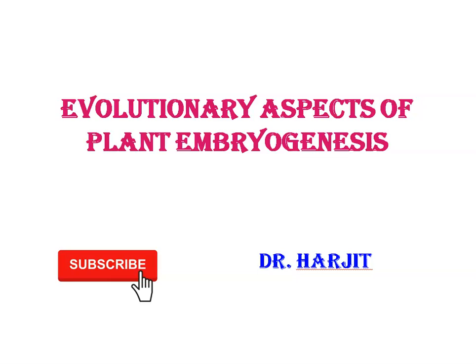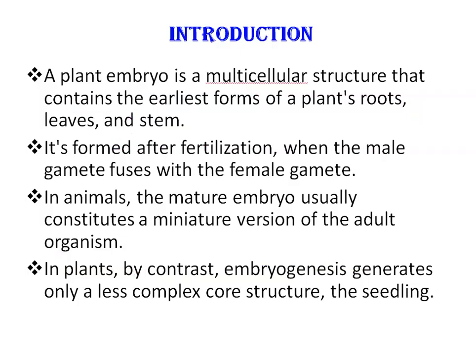Today, we are going to discuss evolutionary aspects of plant embryogenesis. A plant embryo is a multicellular structure that contains the earliest forms of a plant's roots, leaves, and stem. Embryo is formed after fertilization when the male gamete fuses with the female gamete, and the process by which the embryo is formed is called embryogenesis. In animals, the mature embryo usually constitutes a miniature version of the adult organism.